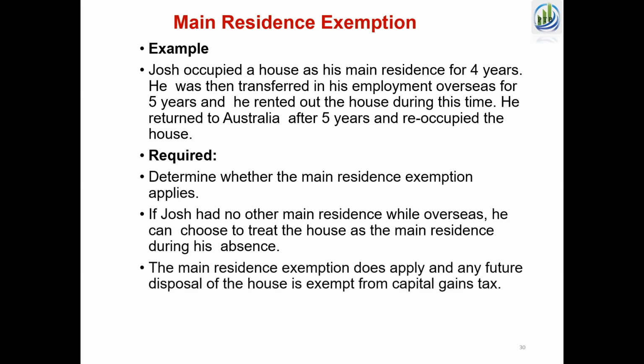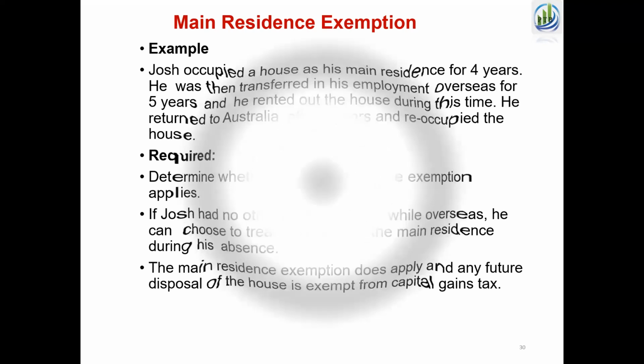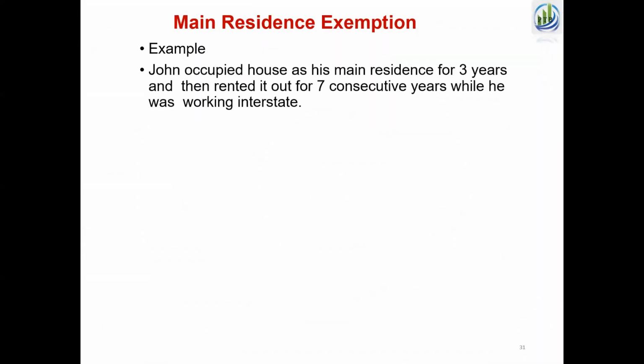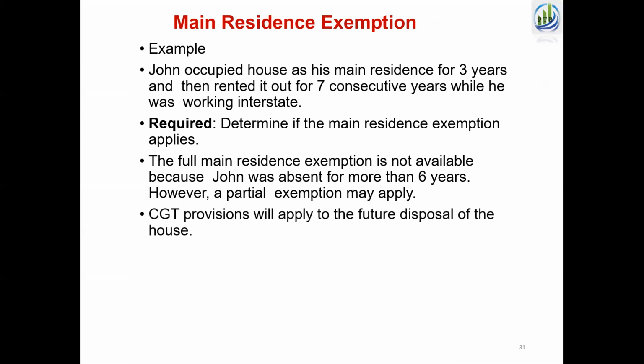The main residence exemption does not apply, and any future disposal of the house is exempt from capital gain tax. So John occupied the house as his main residence for 3 years. All right, so this is the same thing.